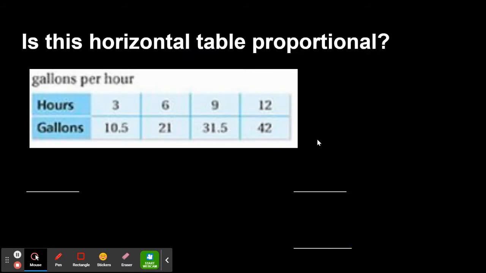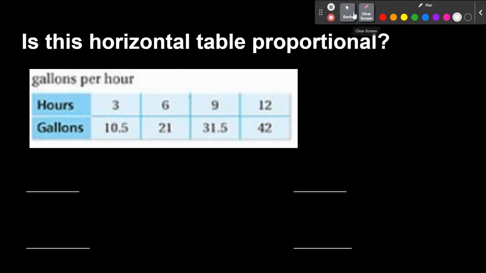So here we have this table, and we can take each of these points. Let me move this up here. We're going to take each of these ratios and write them as y over x. Now, this is your x value, and this is your y value. So when we write these, we're going to write them as y over x. Let's take a look at this first one here. y over x is going to be 10.5 gallons for 3 hours.